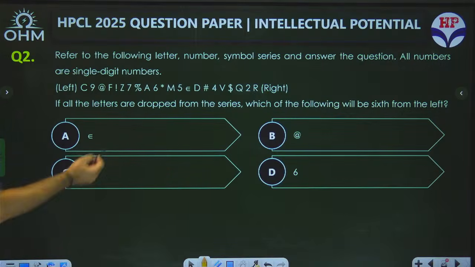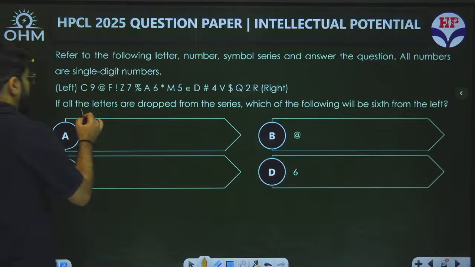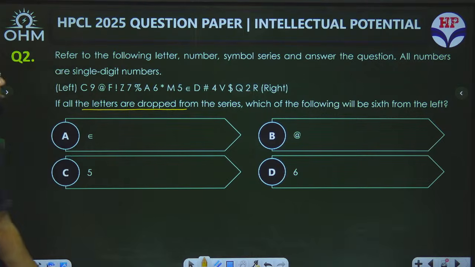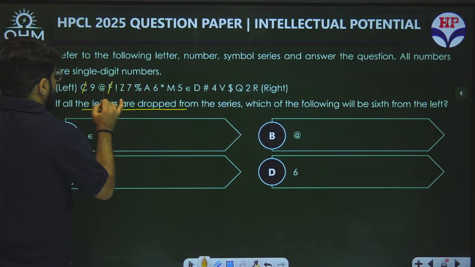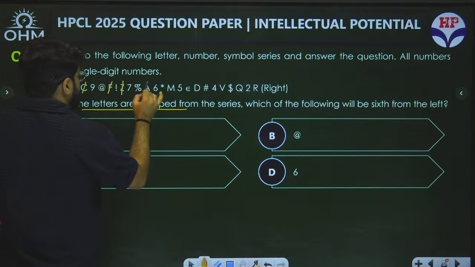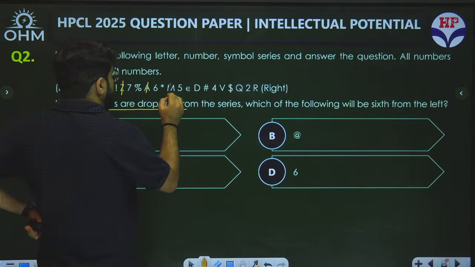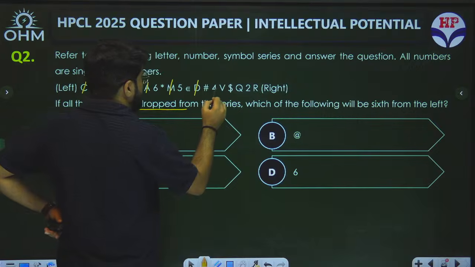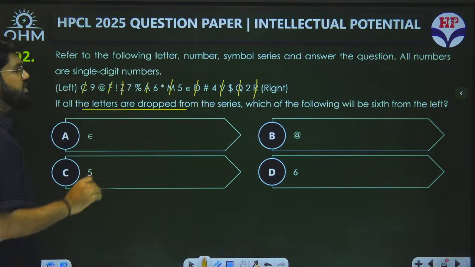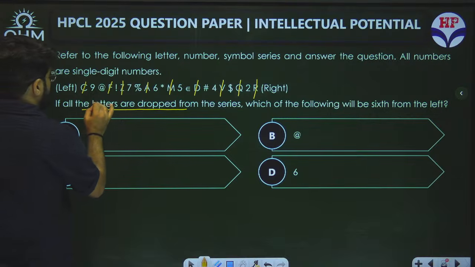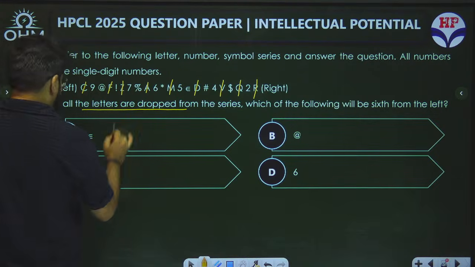Okay, refer to the following letter series. All numbers are single digit numbers. If all letters are dropped from the series, which of the following will be 6th from the left? Only letters are dropped. So C, then F is a letter, Z is a letter, A is a letter, M is a letter, D is a letter, V, then Q and R. Which of the following will be sixth from the left? So sixth is 1, 2, 3, 4, 5, 6. 6 will be 6 only.